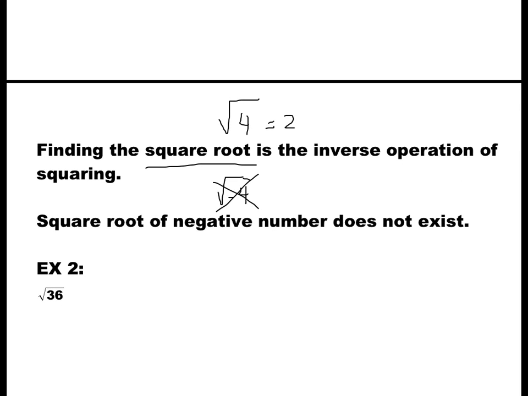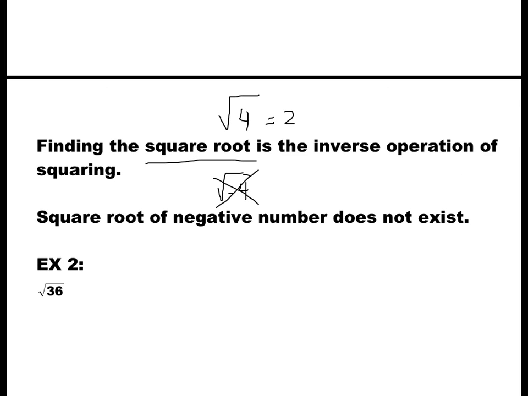The next question asks us to find the square root of 36. Remember, the square root of any number is to find another number that if you multiply by itself, it gives you 36. We know that 36 can be written as 6 times 6. So the square root of 36 is really the number 6, because if you multiply 6 by itself, you get 36.